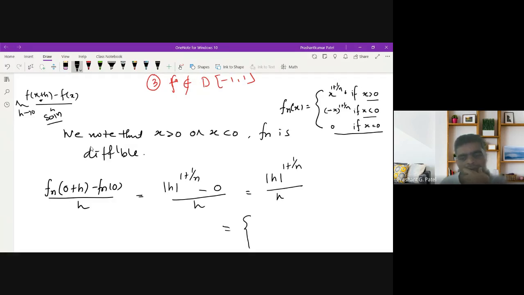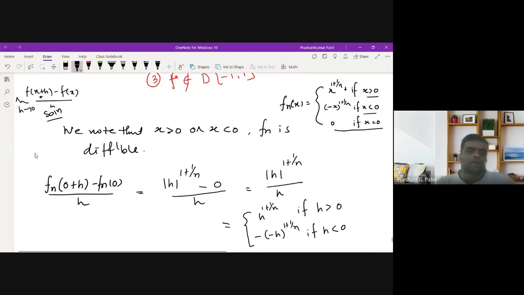That can be expressed in this manner: if h is positive, then this is h raised to 1 plus 1 by n, and if h is negative, then the negative sign comes here also, so that is minus of minus h raised to 1 plus 1 by n, if h is less than 0.